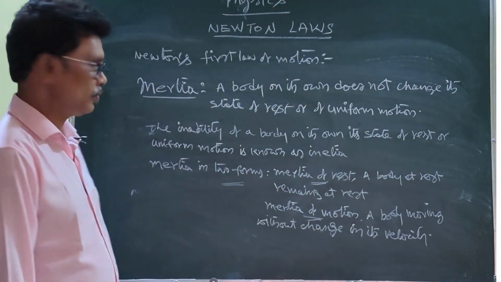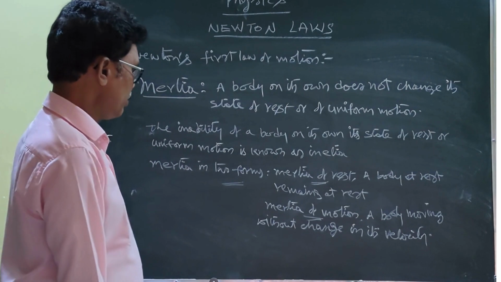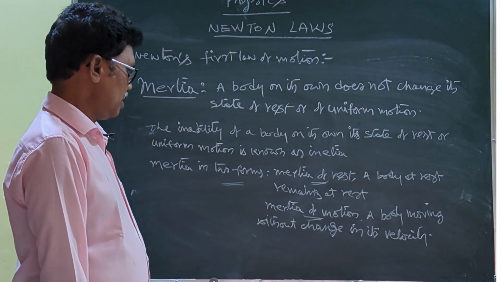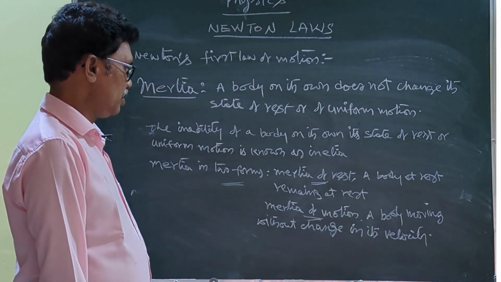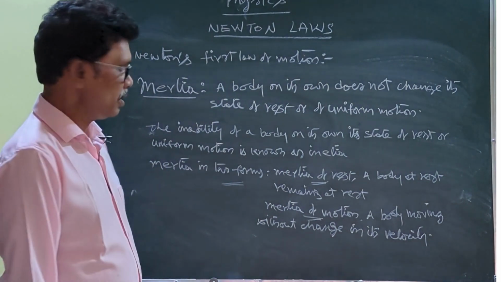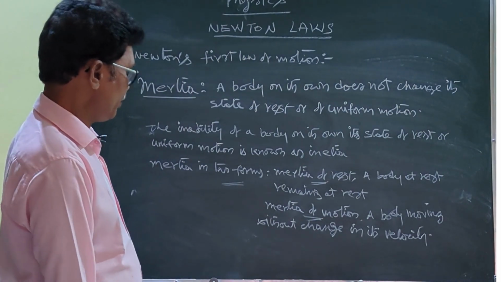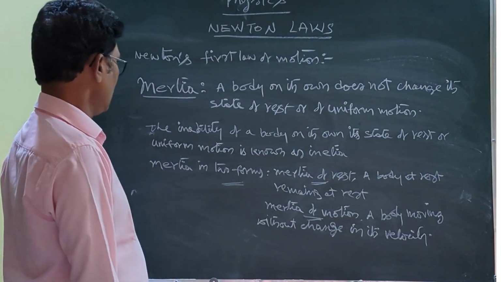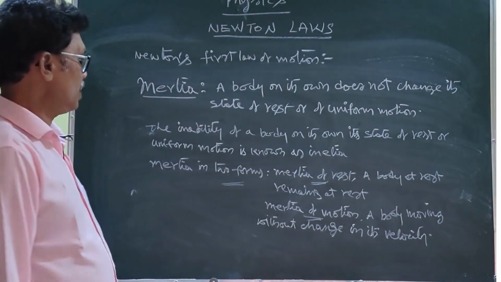Inertia is the best example. Another example is a lazy fellow. Suppose some students or kids are sleeping in the morning. Even when they get a call from the father and mother, they don't wake up or get up from the bed, they keep on sleeping. That is also an example of inertia.